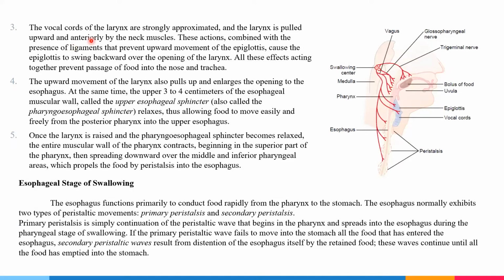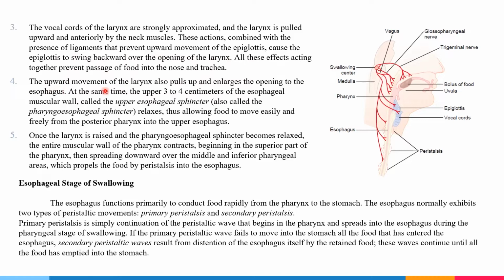Next, the vocal cords of the larynx are strongly approximated, and the larynx is pulled upward and anteriorly by the neck muscles. These actions, combined with the presence of ligaments that prevent upward movement of the epiglottis, cause the epiglottis to swing backward over the opening of the larynx. All these effects acting together prevent the passage of food into the nose and trachea.